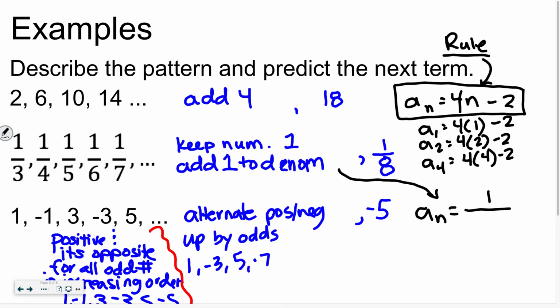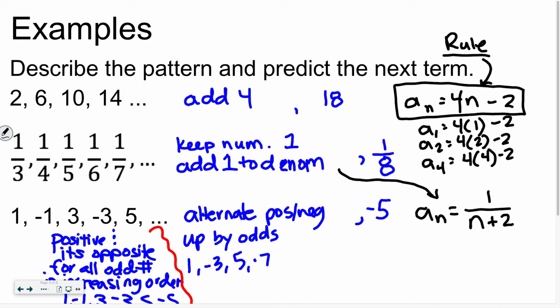Well, if you just put n, then your first term will be 1, but my first term is 1/3. So 1 over n plus 2. So 1 over 1 plus 2 would be 1 over 3. If I did the second term, it would be 1 over 2 plus 2, which is 1 over 4. Third term, 1 over 3 plus 2 is 1 over 5.